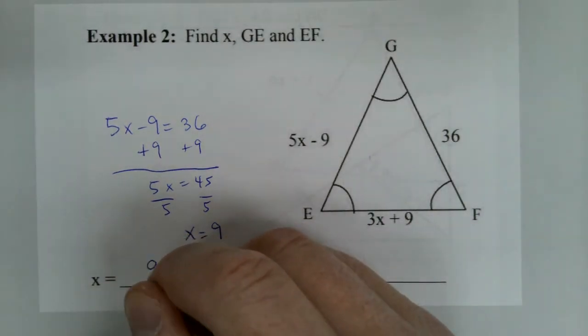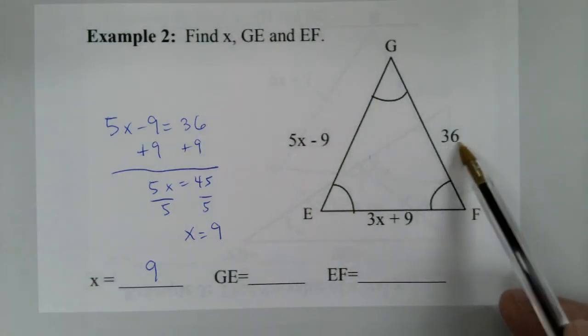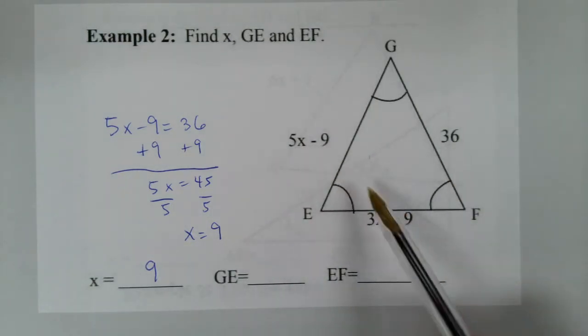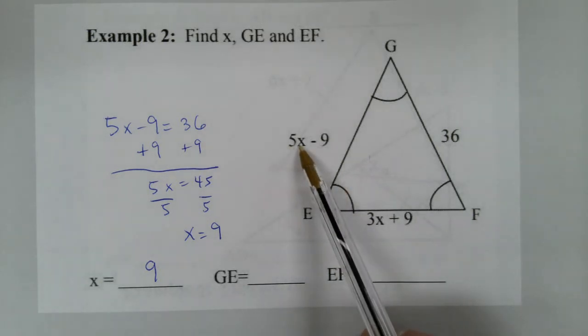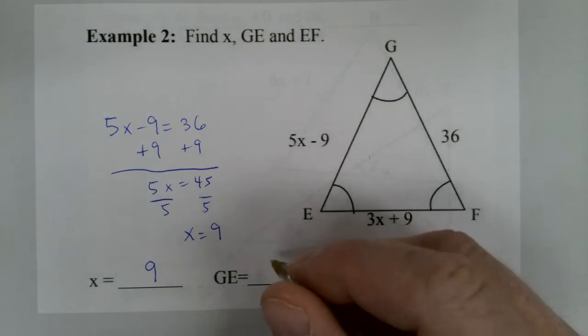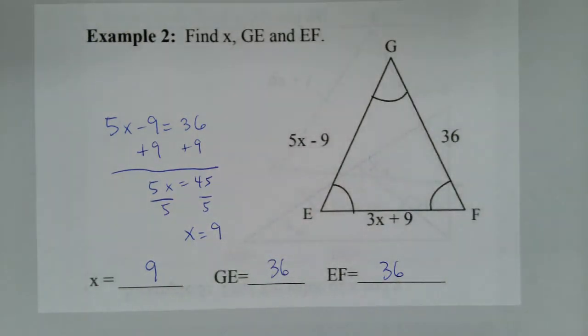So really, filling in GE and EF should be pretty simple, because if this is 36, these should be 36 too. So I could just double check: 5 times 9 is 45, minus 9 is 36. So both of those would have to be 36.